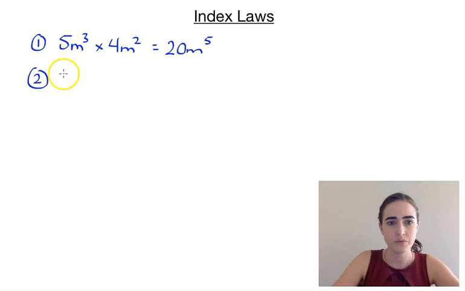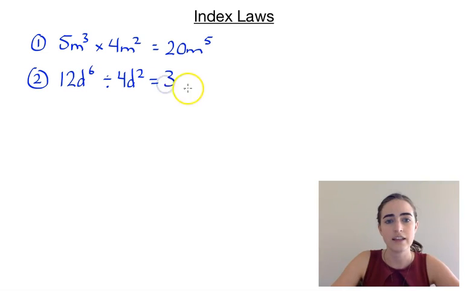Our second example, we've got 12d to the power of 6 divided by 4d squared. So we're going to do the numbers first. 12 divided by 4 gives us 3, and then have a look at those d's. Because they're divided, we're going to subtract the powers, and we're going to end up with 3d to the power of 4.